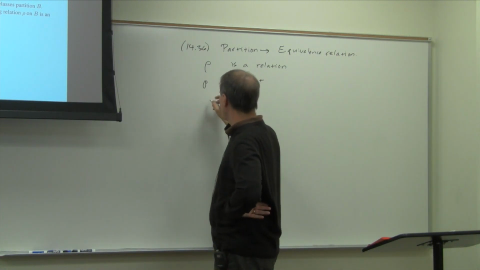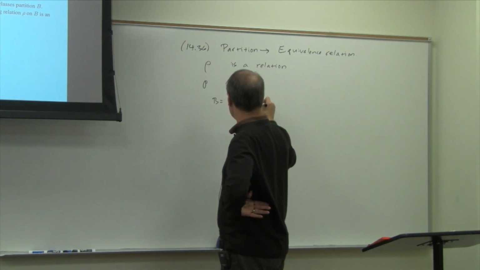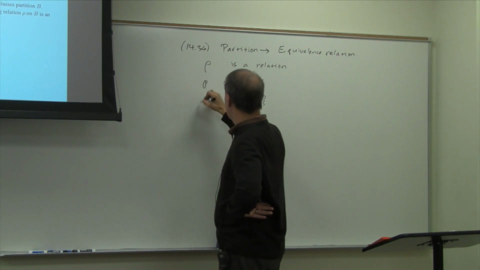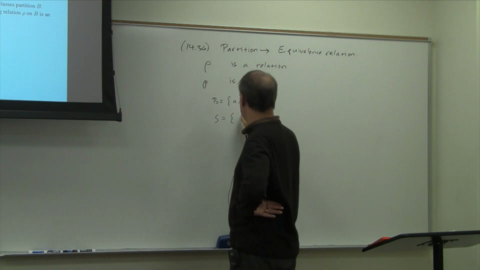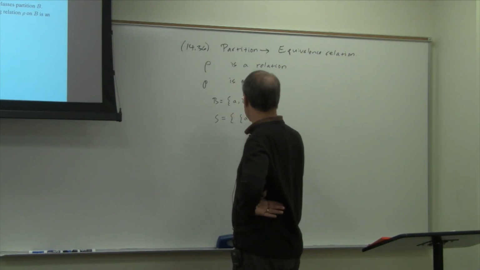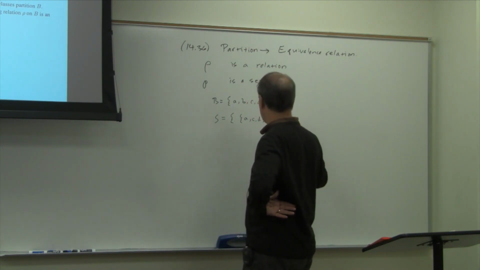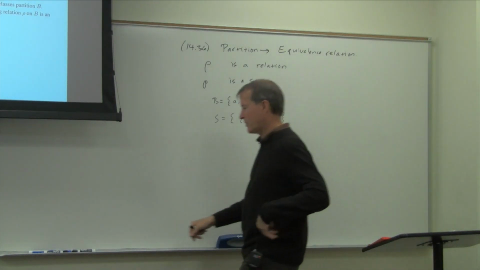Let's do an example. B equals {A, B, C, D}, and then our partition. Let's say that the partition is the set S, and let's make it be {A, C}, {D, B}. Are you with me? Then little p is one of these sets. All right?